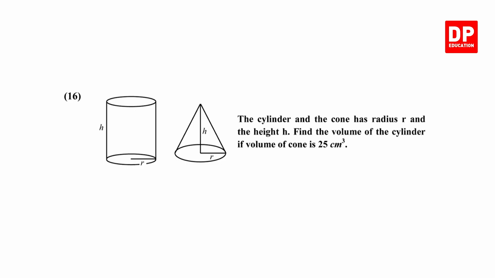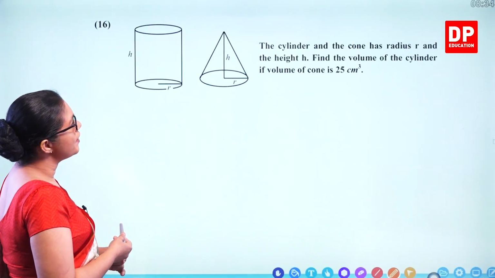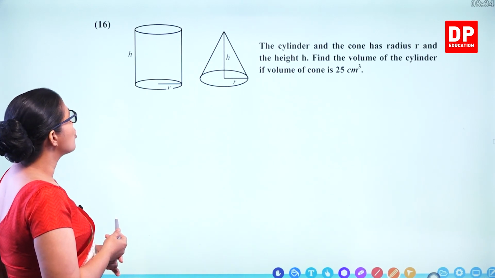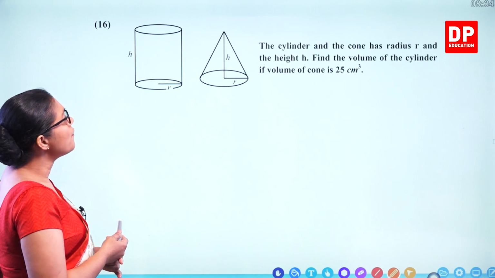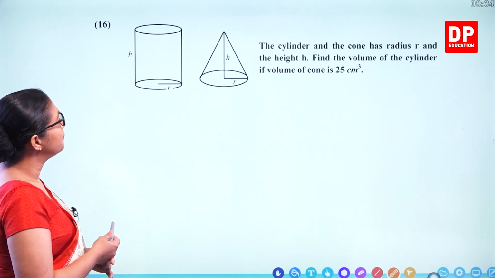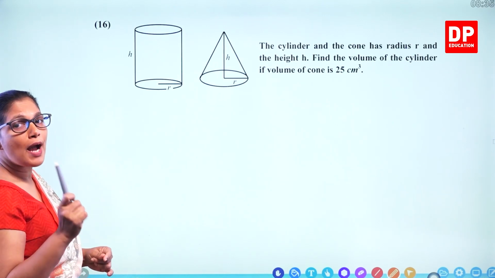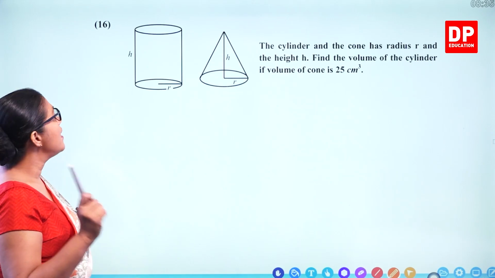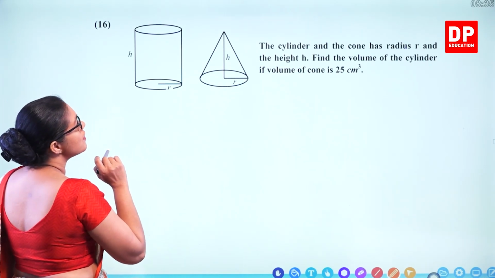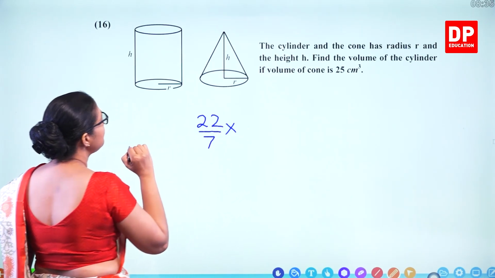Question number 16. The cylinder and the cone have radius r. Both radii are equal, and the height is h. Find the volume of the cylinder if the volume of the cone is 25. What's the volume of the cylinder? What's the formula? Pi r squared h is the volume of the cylinder. So we'll use that.